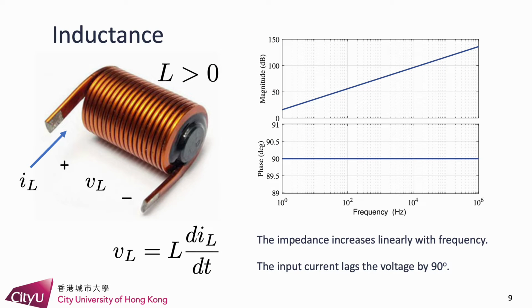So let us go through the very basics of inductance. Here we have a standard inductance having the constitutive relation of voltage proportional to the rate of change of current. In this particular case, the inductance is positive and the impedance increases linearly with frequency, and the input current lags the voltage by 90 degrees.